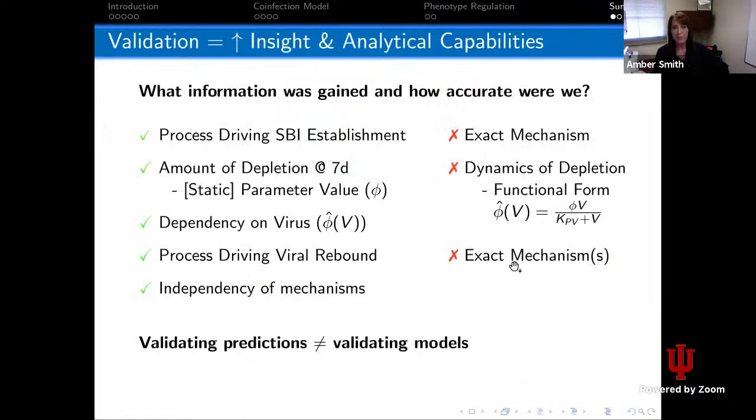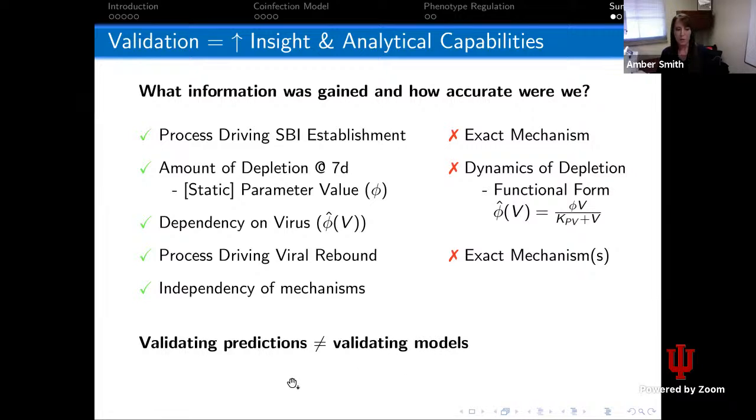And so we gained quite a bit of information from doing this and having ourselves and others validate these experiments, but we also still don't quite get everything, right? So we did get the process that was establishing the secondary bacterial infection, but we couldn't originally get the exact mechanism. Similarly, we got the amount of depletion, but it was a static parameter value, and we used a functional form that ultimately ended up not being correct. And so it was a nice approximation for that time point, but doesn't quite capture the entire dynamics of that population. We did get the dependency on the virus. We also got the process that was driving the viral rebound, but not quite the exact mechanism. And we also did get the independency of the mechanism.